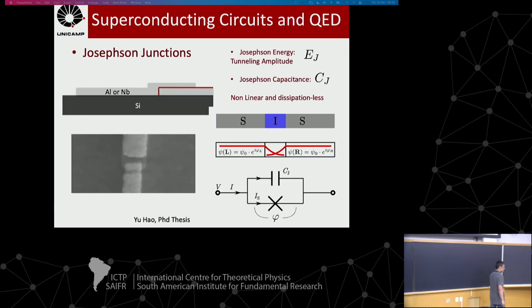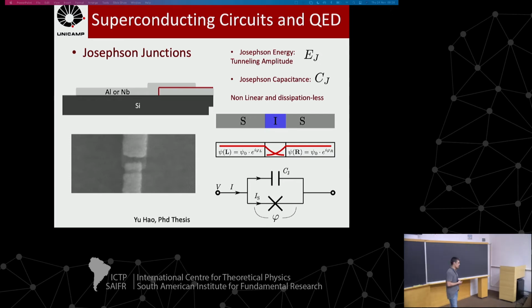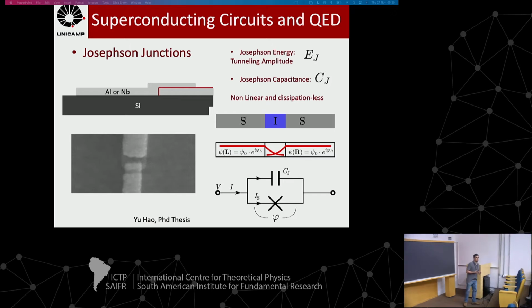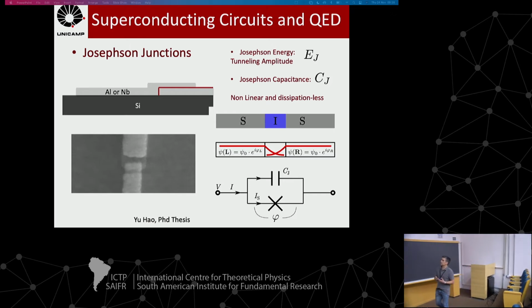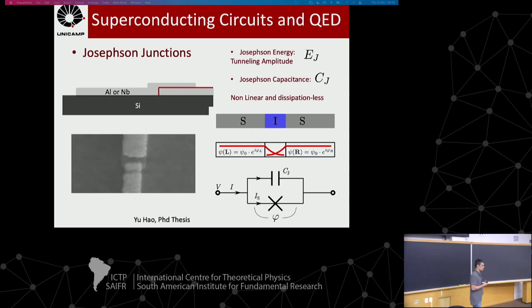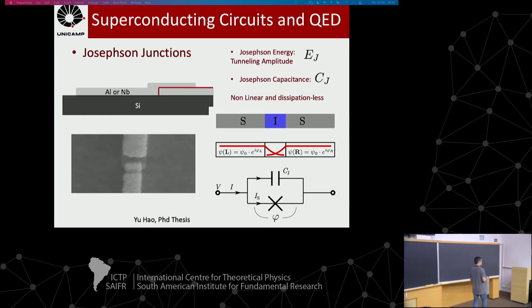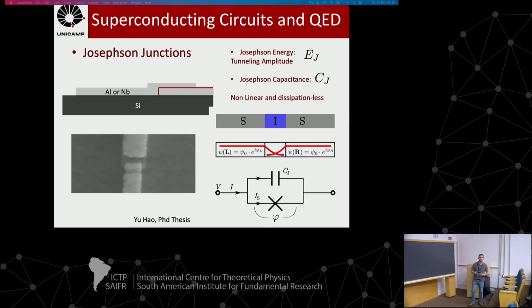Now I want to talk to you about the Josephson junction. The interesting thing about this element is that it gives us a device that can provide a non-harmonic, nonlinear effect in the system. So we can add this element to our electric circuit and create a kind of non-harmonic oscillator.